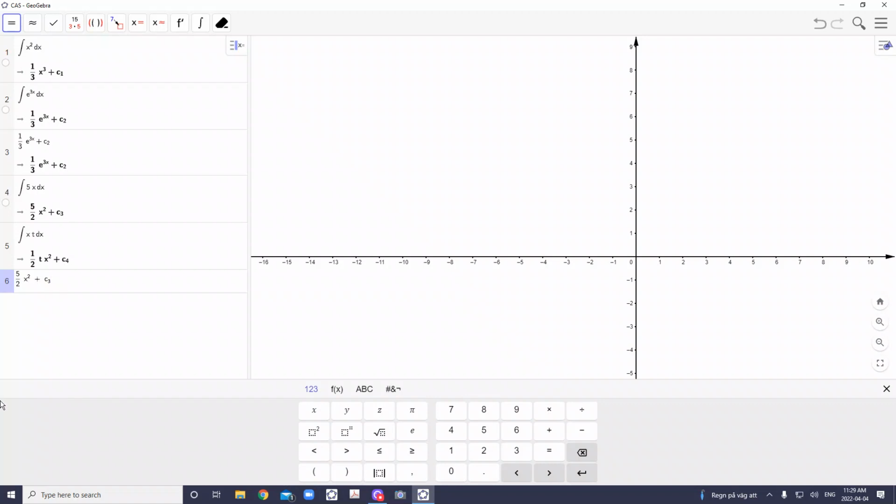Now, can you tell me what will happen in the other way around? If I write integral with this one, x times t as before, but now I tell GeoGebra that for some reason t is my variable. What is your guess for the answer? Is it x over 2 t squared plus c? Yes, x over 2 t squared plus c. That's correct.